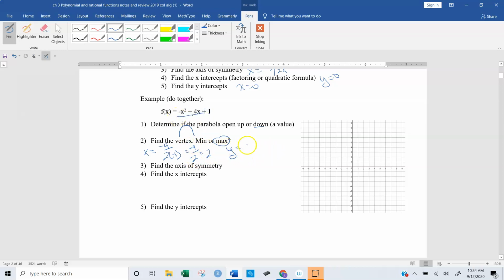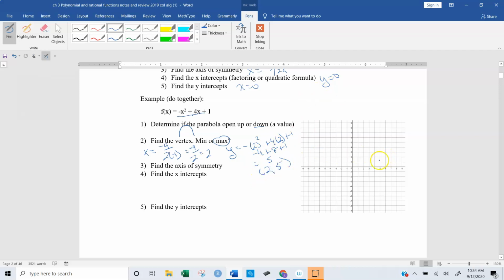So we've got to find the y value. So it's negative 2 squared plus 4 times 2 plus 1. Now remember, only the 2 is squared, not the negative. So this is negative 4 plus 8 plus 1, and we get 5. So our vertex is (2, 5).